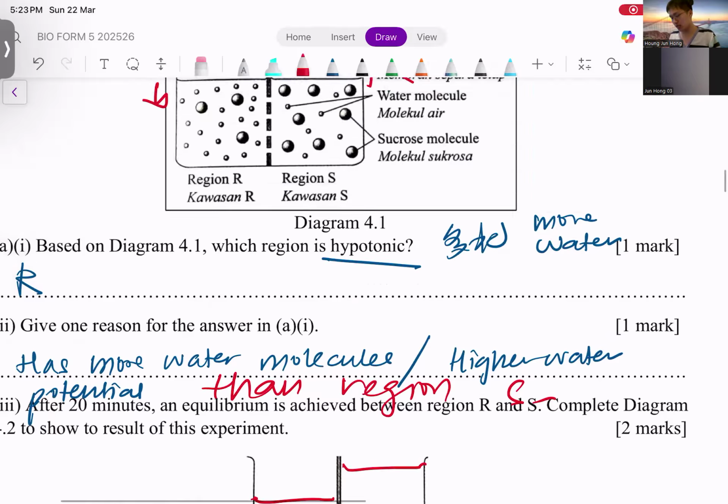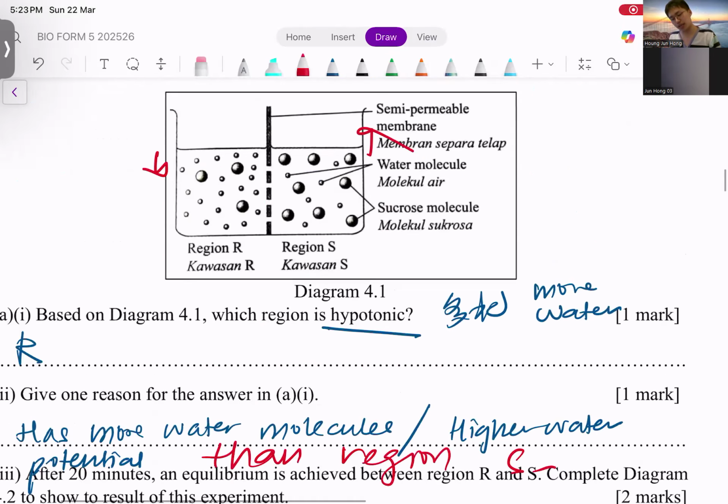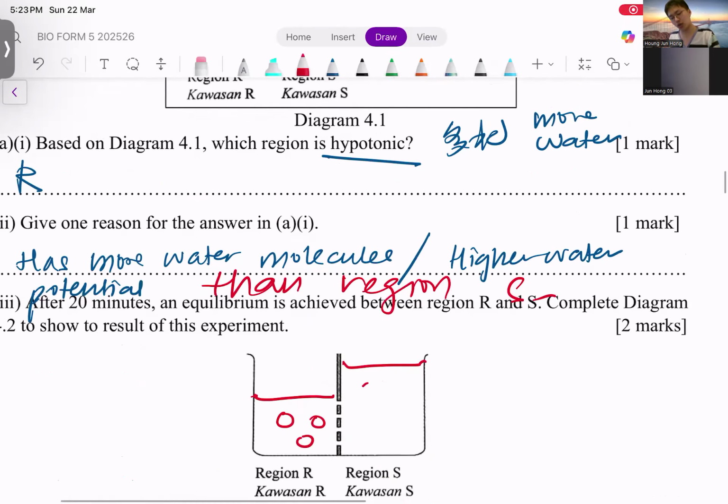Then you put in all your answer. Your sucrose molecules should still be 3 over here, and the other side should still be 8 of them. You cannot change your sucrose molecules, but you can change your water molecules. Your water molecules should then be balanced.